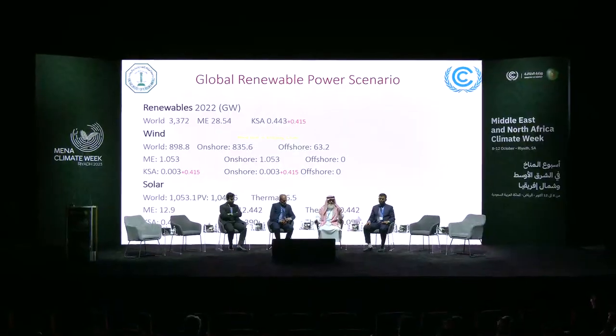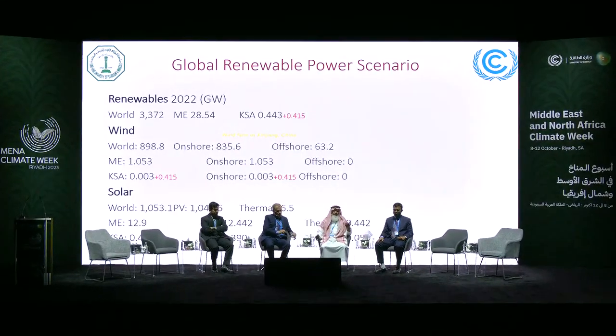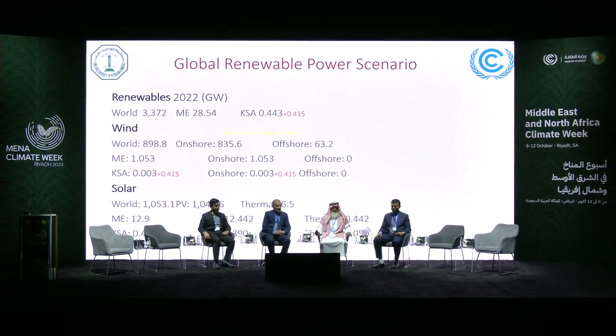Then when we say wind, offshore and onshore, we have two parts. Globally, in wind onshore we have more than 800 gigawatt, and offshore, still in progress, is 63 gigawatt. In the Middle East, we have 1.1 gigawatt, and out of this the onshore is all of it, and offshore we have yet to enter. Also in Saudi Arabia, we have the first wind turbine of 2.75 megawatt in Turaif. That is a site which was identified by our institute around 20 years back. There we have the first ever wind turbine from GE, arranged by Saudi Aramco.